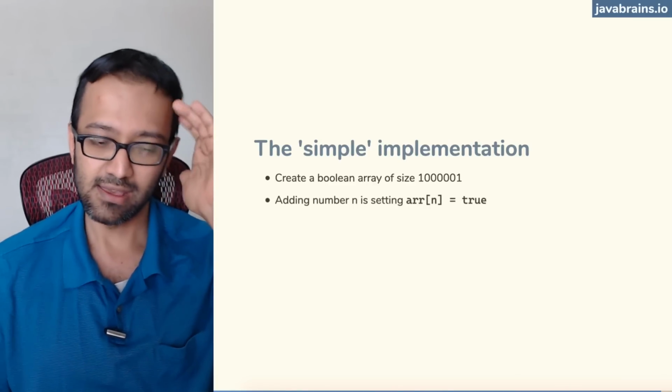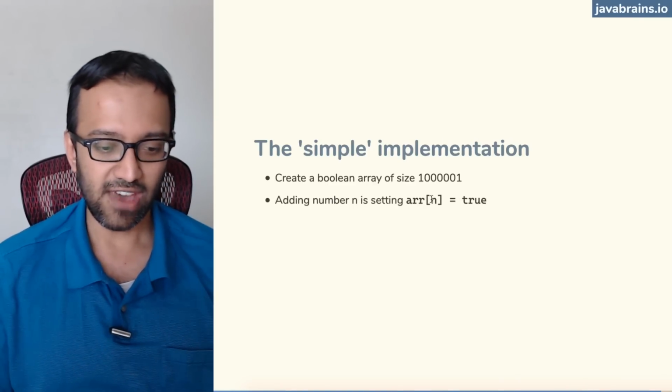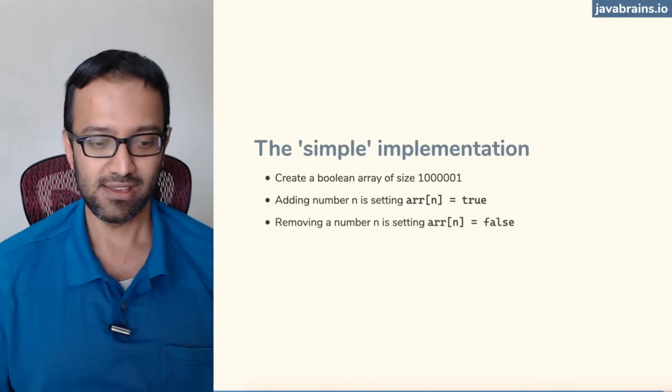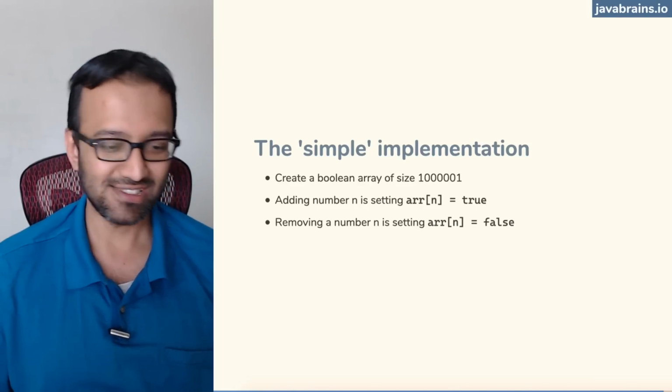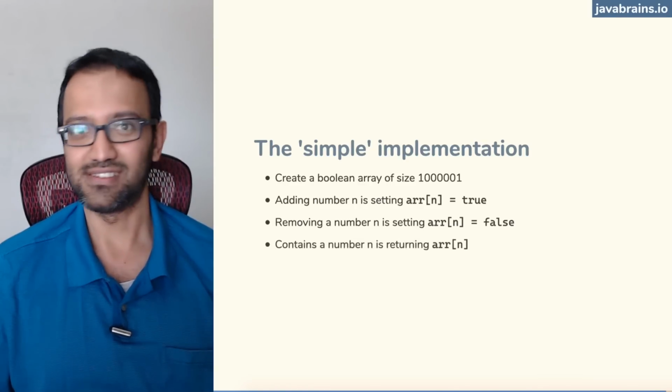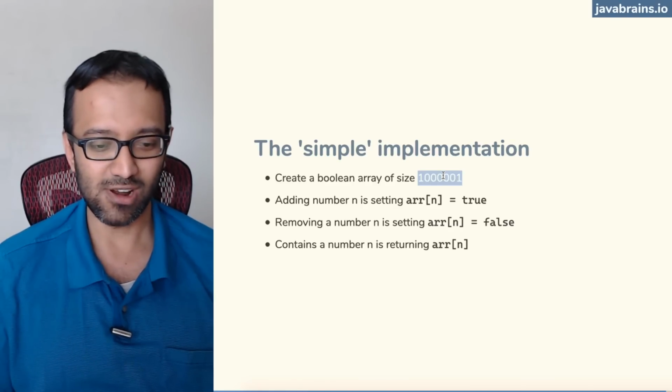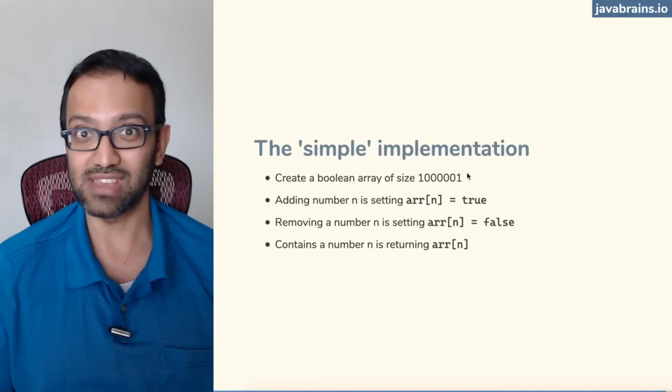Adding a number n is basically setting array of n equals true. Removing is setting array of n equals false. And contains is just returning array of n, whether it's true or false. This is the reason why we had to add 1 to this. The capacity is whatever is 0 over here. I had to add 1 because it's the 0th index.